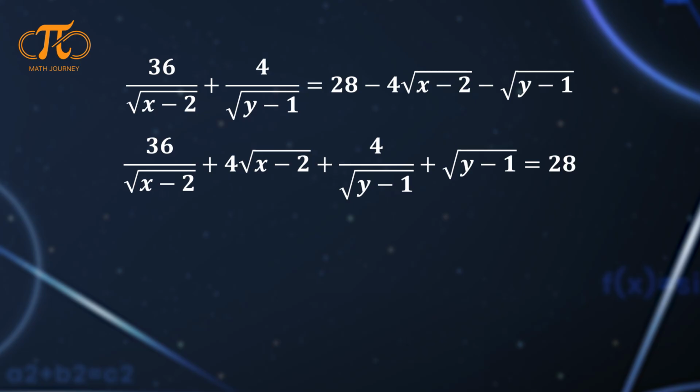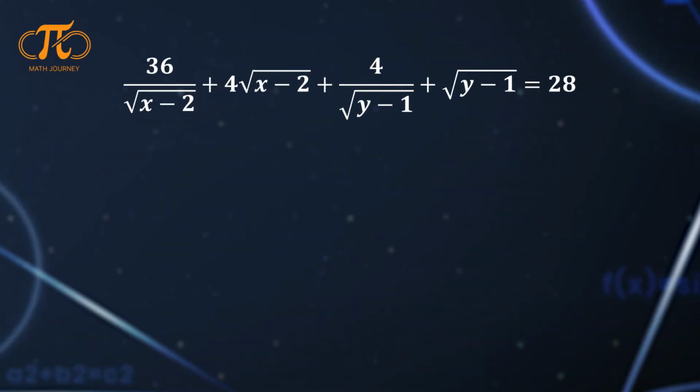Let's break it down. 36 divided by the square root of x minus 2, plus 4 times the square root of x minus 2, plus 4 divided by the square root of y minus 1, plus the square root of y minus 1, equals 28. Our goal is to write each group of terms as perfect squares. To do this, consider the following. Let's think about what each part of the equation could look like when squared.